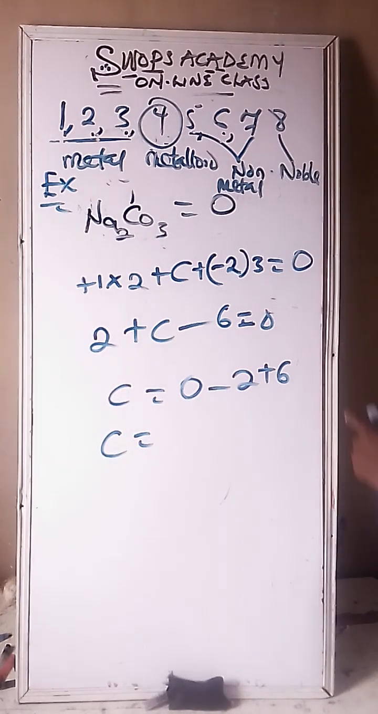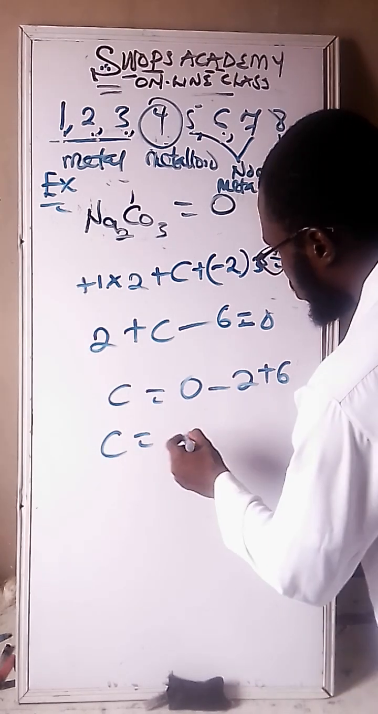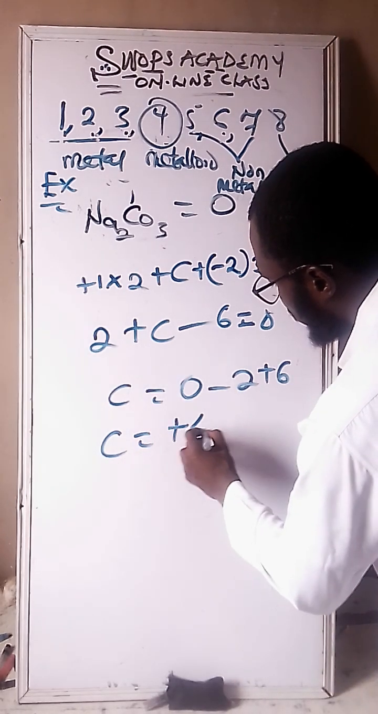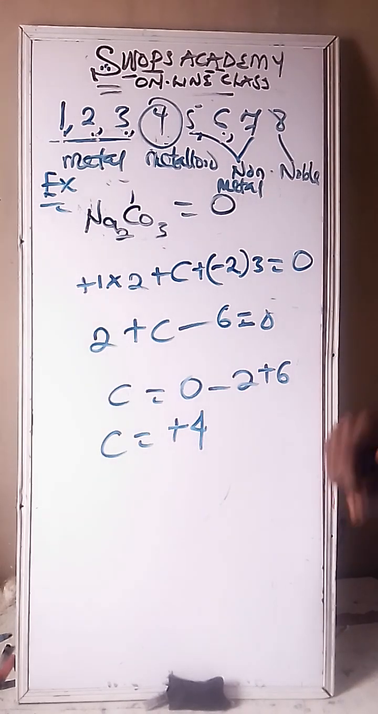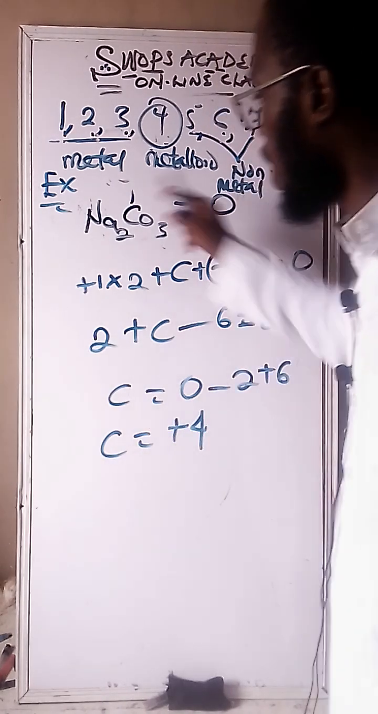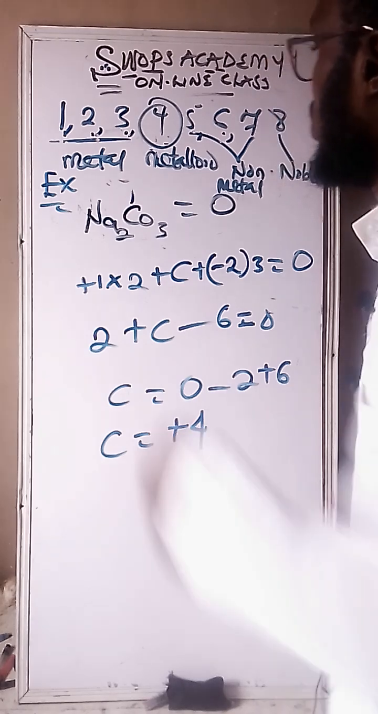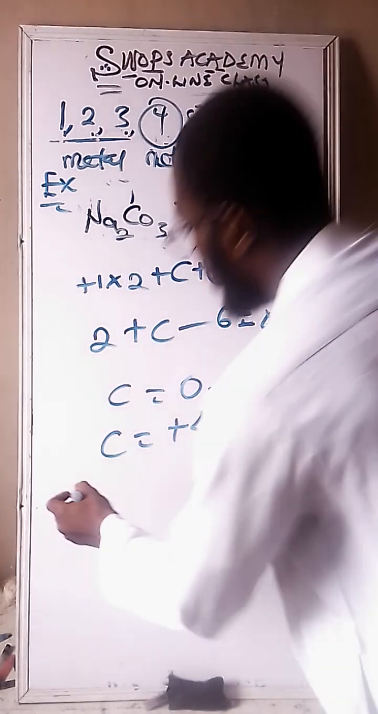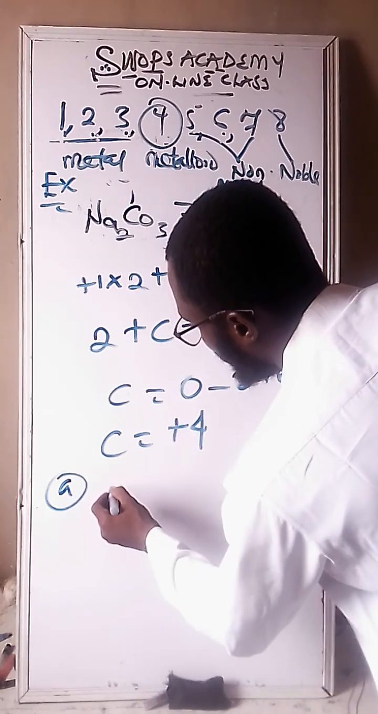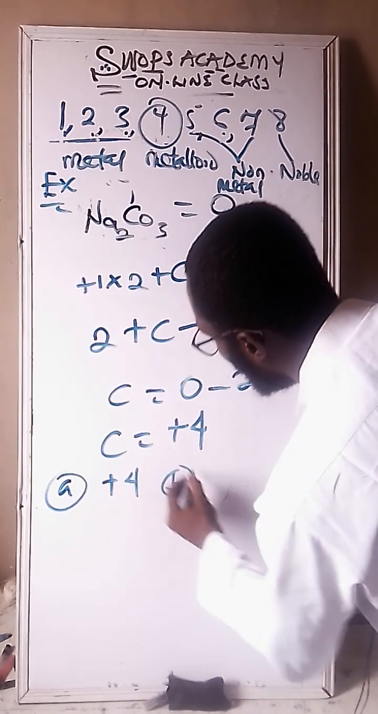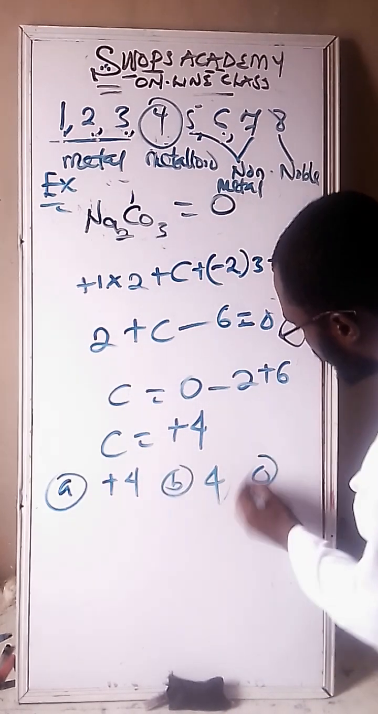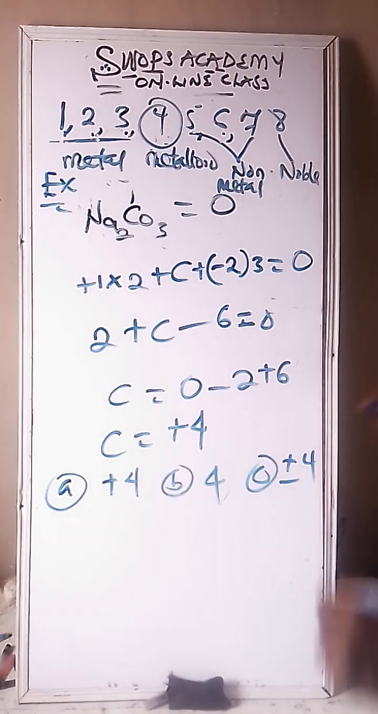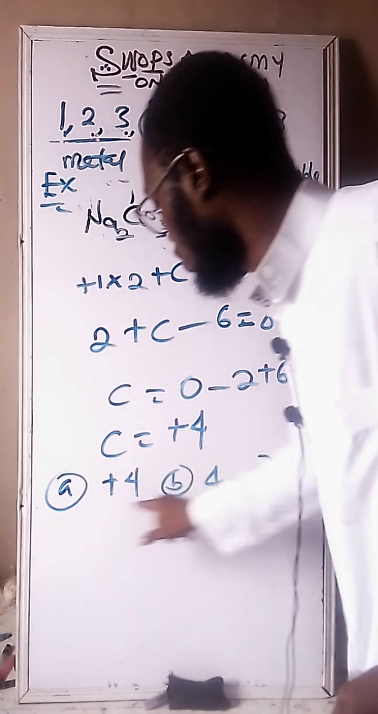Minus 2 plus 6 will give us what? You can press the calculator. Minus 2 plus 6 should give us what? Should give us plus 4. Note that the oxidation state of carbon here, in this Na2CO3, is plus 4. JAMB might put in their options: A should be plus 4, B should be 4 ordinarily, C should be plus or minus 4. Your correct answer that you should go for is plus 4.